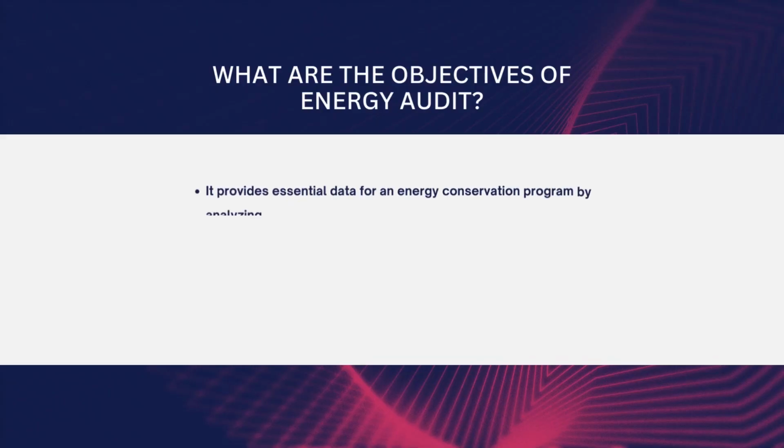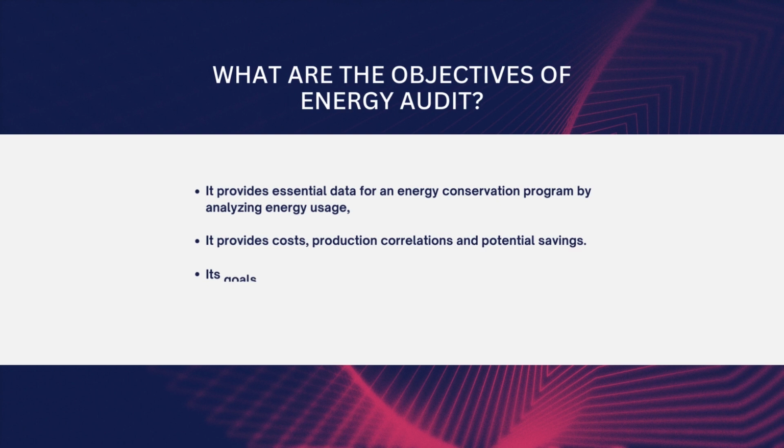So now, what are the other objectives of energy audit? An energy audit provides essential data for an energy conservation program by analyzing energy uses, cost, consumption patterns, production correlations, wastages, and potential savings. Its goals include identifying energy inputs, assessing consumption across operations, pinpointing areas for efficiency improvement, highlighting waste, setting energy saving targets, and implementing conservation measures to achieve savings.